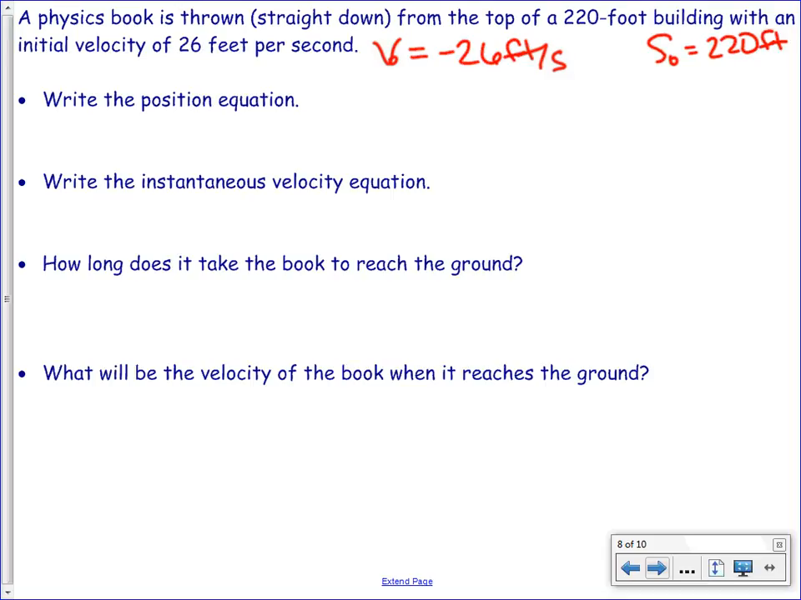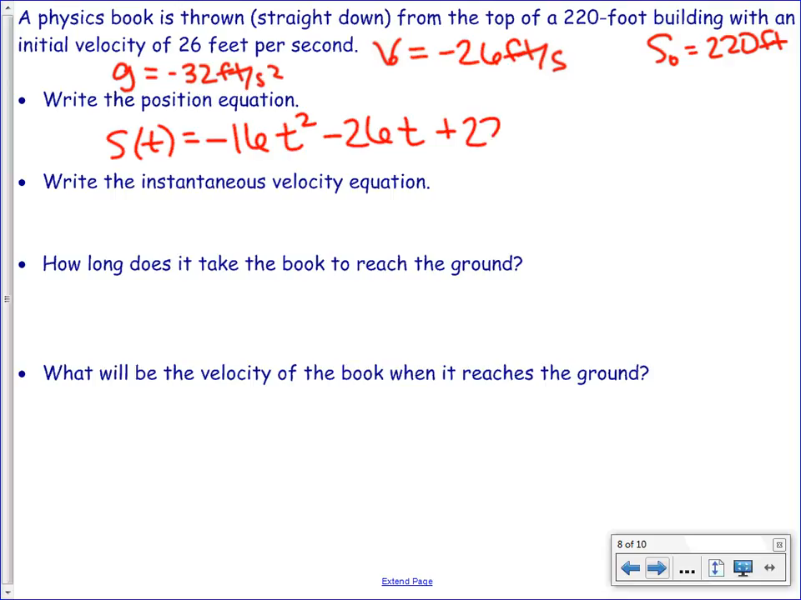Since we are in feet and feet per second, gravity is negative 32 feet per second squared. Okay, so our position equation is going to be negative 16t squared minus 26t plus 220. Okay.